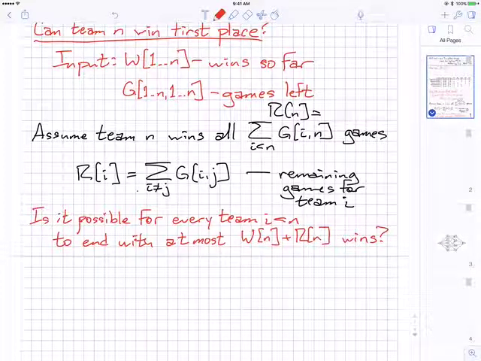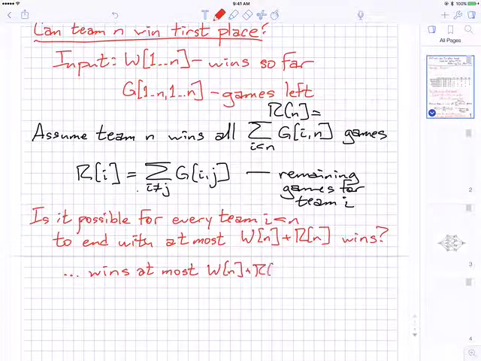as long as it's possible to at least tie for first place, I'm going to say that the team is not eliminated. Okay. So the only way that Team N can stay in the race, even if it wins all of its games, is that the number of games at the end of the season won by any other team is at most the number of games won by Team N at the end of the season. Which is the same as saying team i wins at most W of N plus R of N minus the number of wins it has so far, more games.